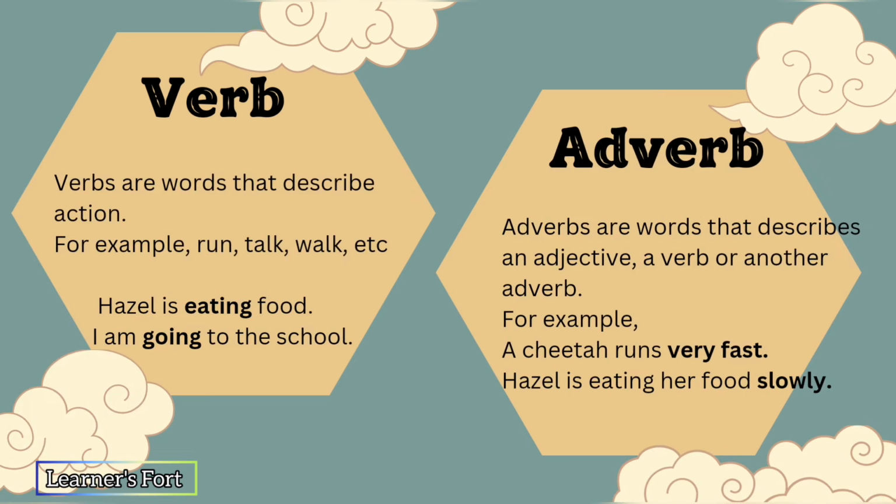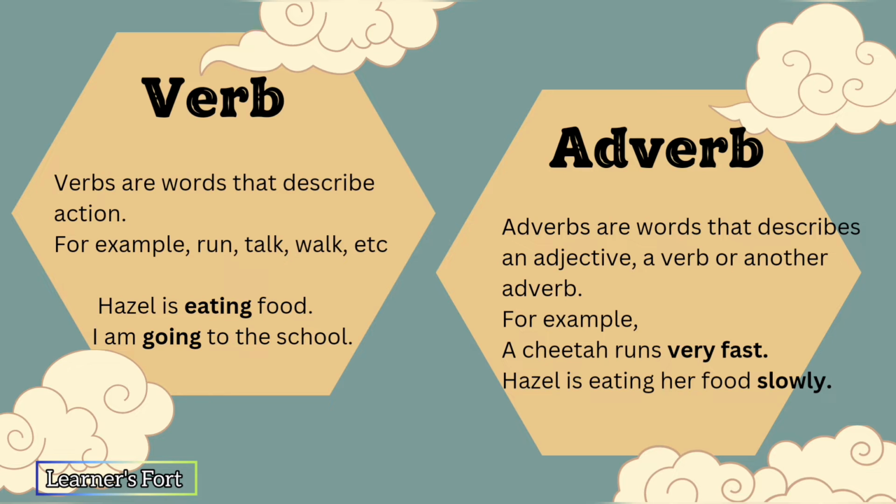Now, talking about the third part of speech, which is verb. Now, what is a verb? A verb is basically a word that describes action. For example, the action that you are performing is basically a verb, like run, talk, walk, etc. So things like that, which show that you're doing some action, are known as verbs.